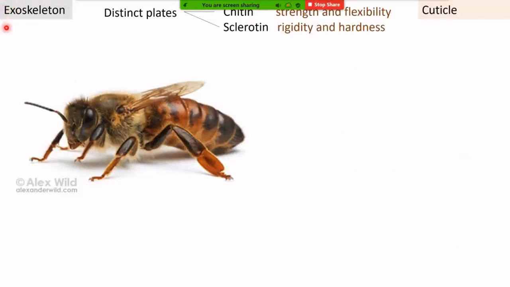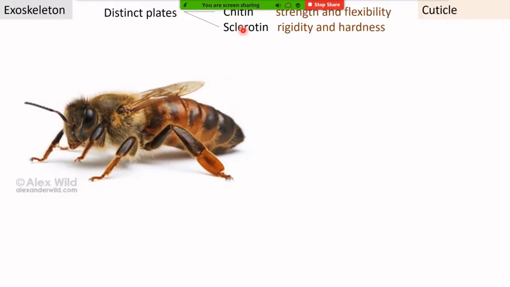Now, the honeybees don't really have bones, but they do have an exoskeleton that is there to protect them from the environment around them. Their exoskeleton is composed of distinct plates that, if you look closely enough, you can even see how these plates are separated one from another. Two of the most important components of these plates are chitin and sclerotin, and when they work together, they make the exoskeleton both strong yet flexible, and also rigid and hard.